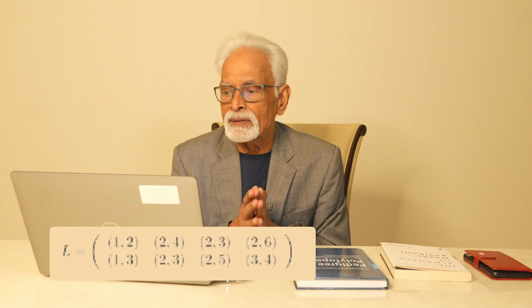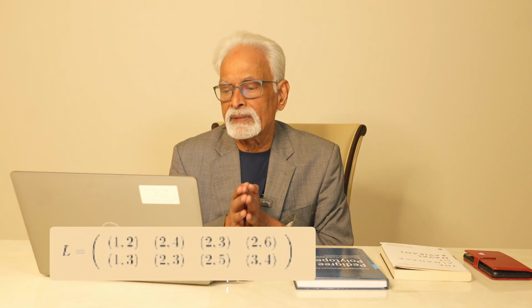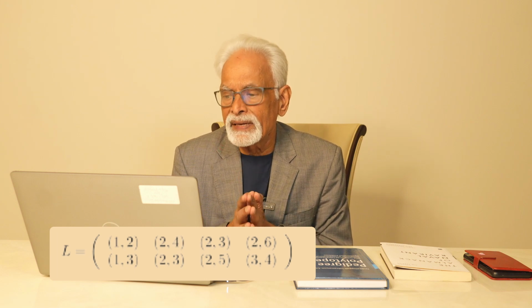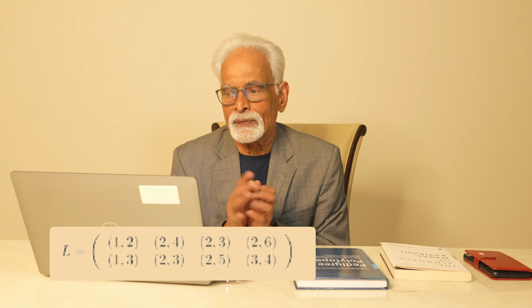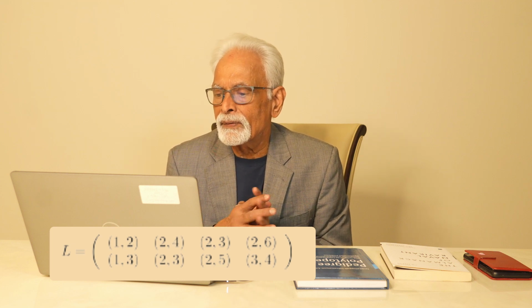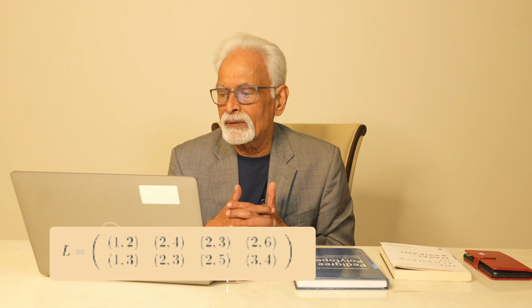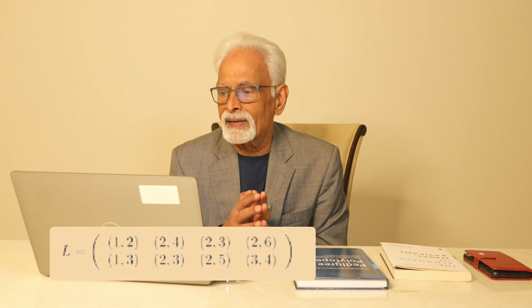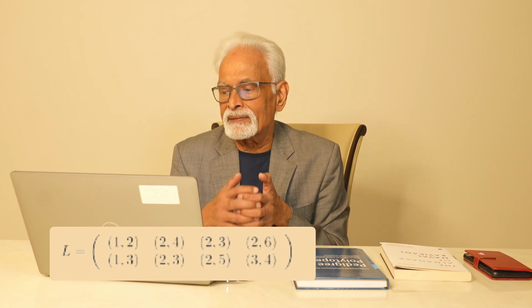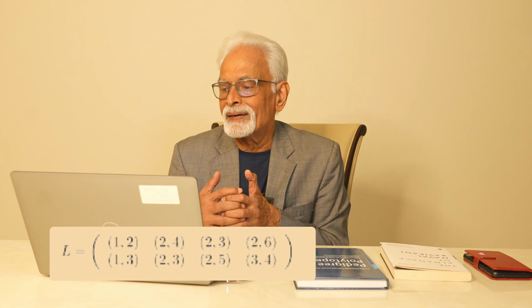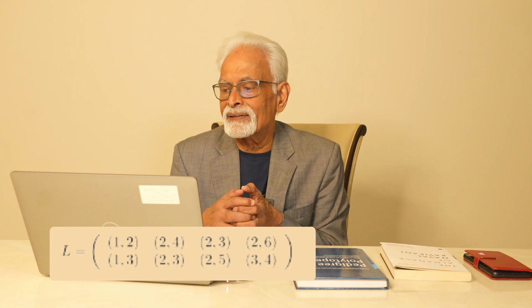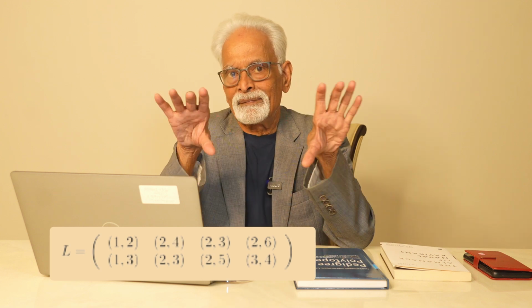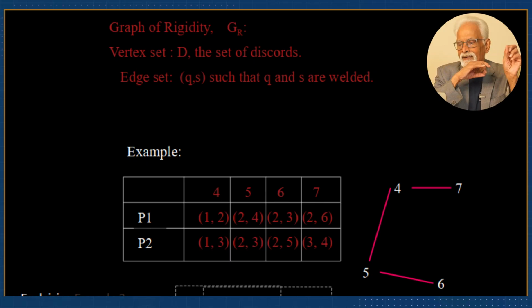Say here I am taking two pedigrees. The first pedigree is 1, 2, 2, 4, 2, 3, 2, 6. The second pedigree is 1, 3, 2, 3, 2, 5, and 3, 4. Now, if you look at 1, 2 and then 1, 3, there is a discard. 2, 4, 2, 3, there is a discard. At 5, at 6 also there is a discard because it's 2, 3, 2, 5. And the last one corresponding to 7, it is 2, 6, 3, 4. So all these 4, 5, 6, 7 are the nodes for the graph because they all have discards.